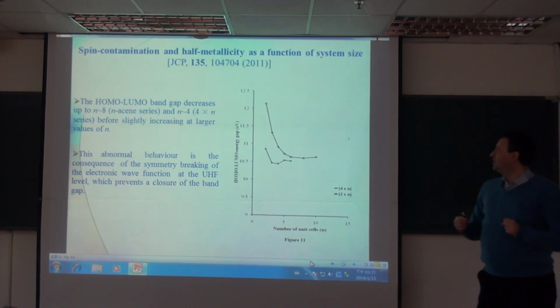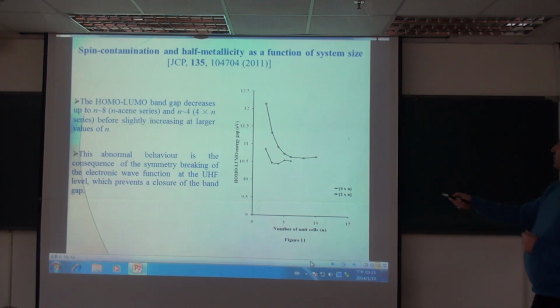On this slide, I display the evolution of the HOMO-LUMO band gap as a function of the number of unit cells. And quite strangely, we find that in the acene series, the band gap first decreases before increasing again. This abnormal behavior actually is the consequence of the symmetry breaking of the electronic wave function at the UHF level, and this prevents the closure of the band gap.